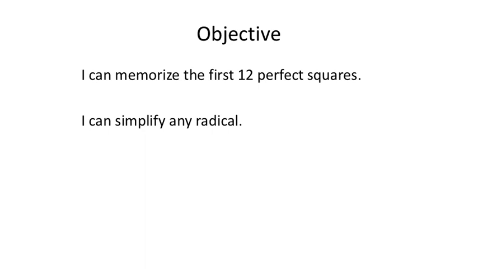In the meantime, here's our objective. 2 objectives. So hopefully we have the first 12 perfect squares memorized soon. And then we can simplify any radical. Really, when we talk about radicals, we're talking about square roots for now. There are other radicals. You've got cube roots and fourth roots and fifth roots, but right now we don't care about those.